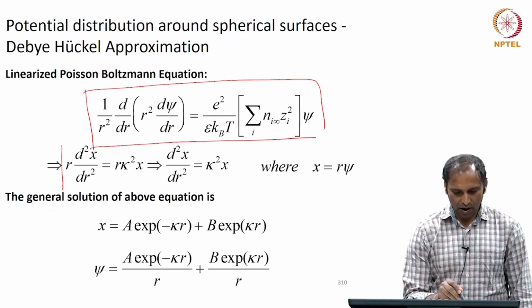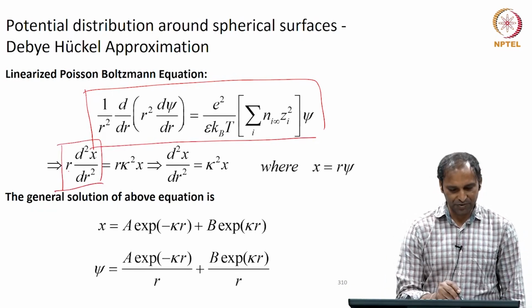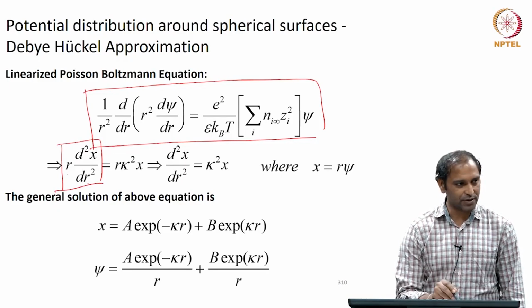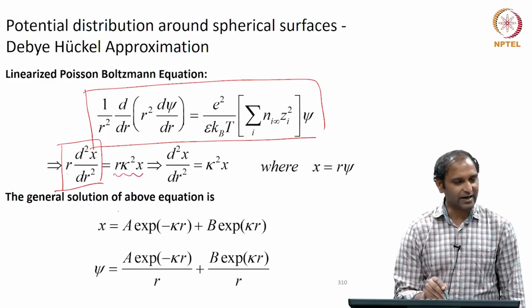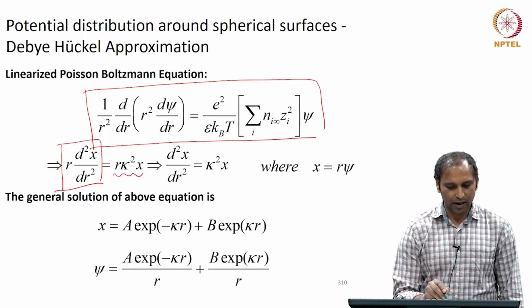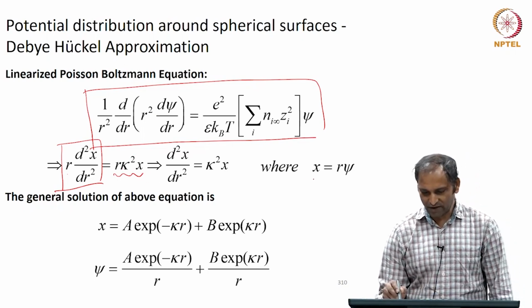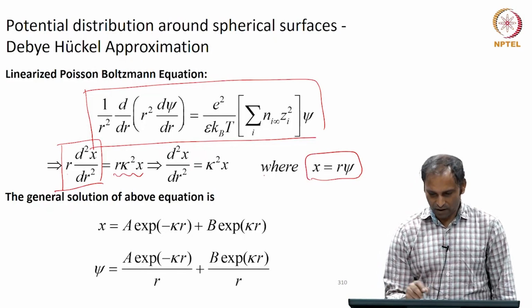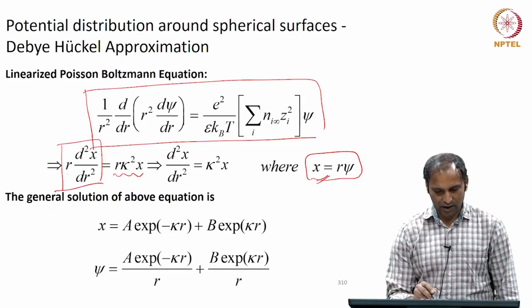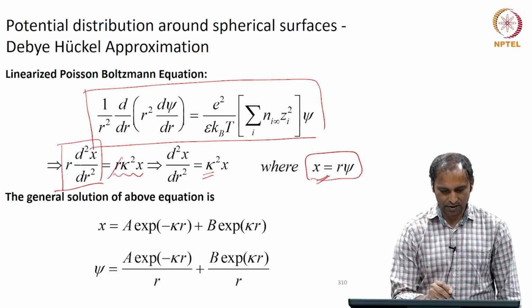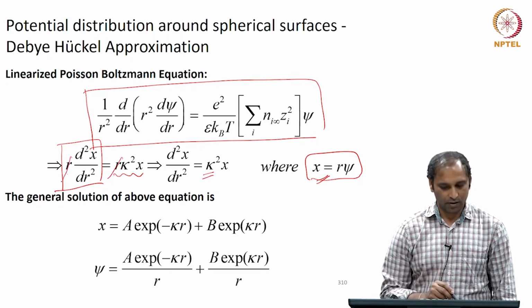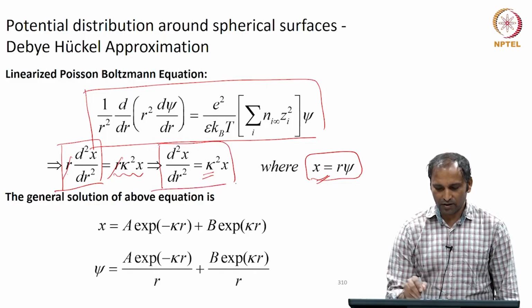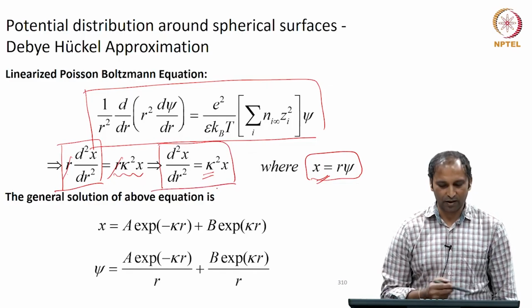It ultimately becomes, with this simple manipulation, r d square x by dr square is equal to, this is the right hand side that we had, r into kappa square into x. Because again we had defined x as r times psi. Therefore, d square x by dr square becomes kappa square into x, because r and r get cancelled here. So, essentially I have a simple differential equation now which I can solve.